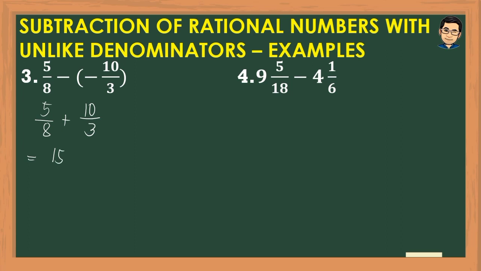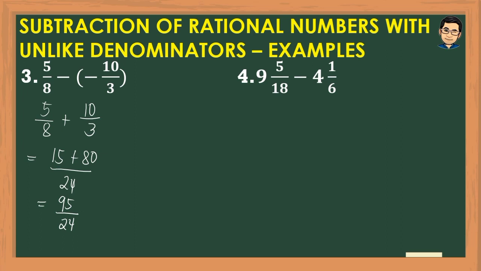And then 8 times 10, that will become 80. And then we multiply the denominator 8 and 3, that is 24. And then we add the numerator 15 plus 80, that is 95, all over 24. Now, 95 over 24 is an improper fraction, so we need to simplify it into mixed numbers.